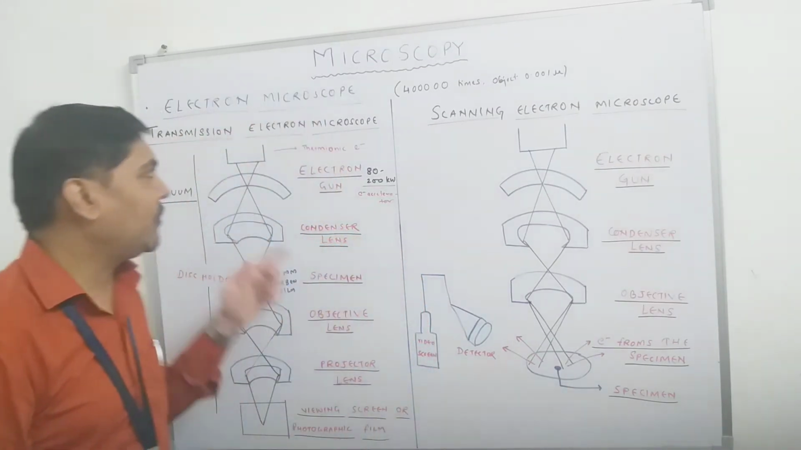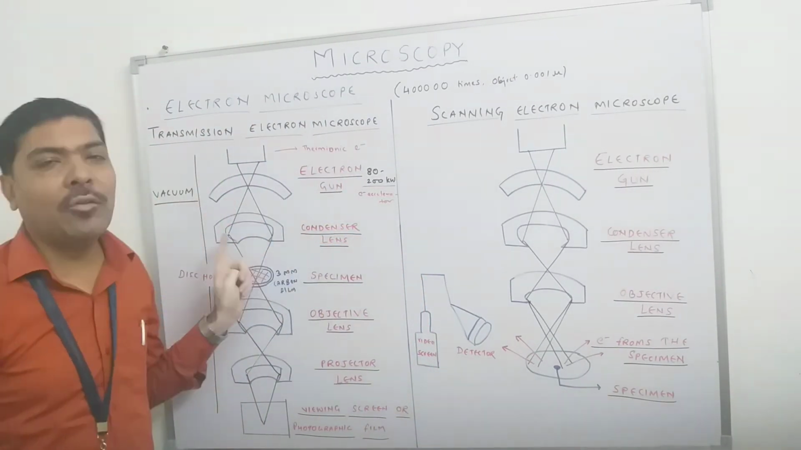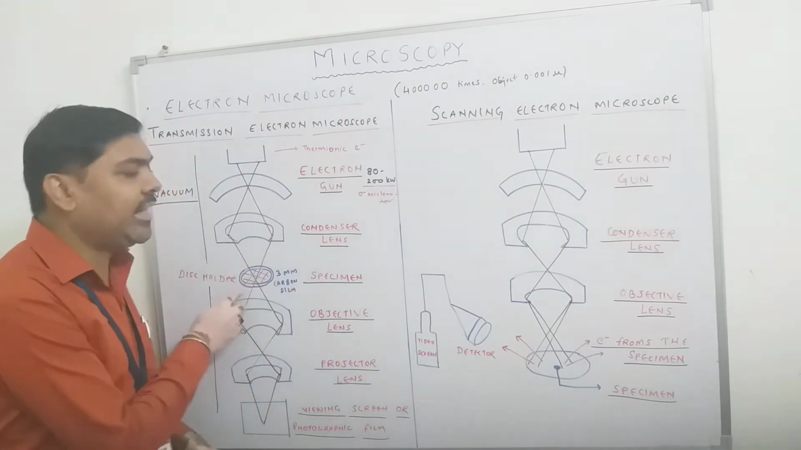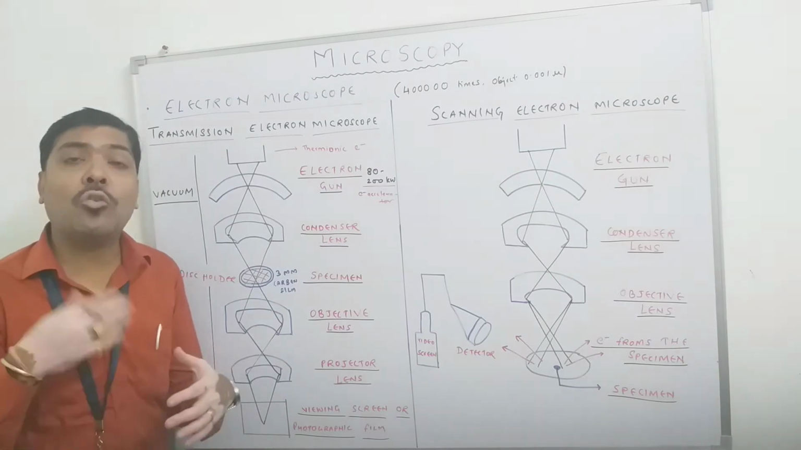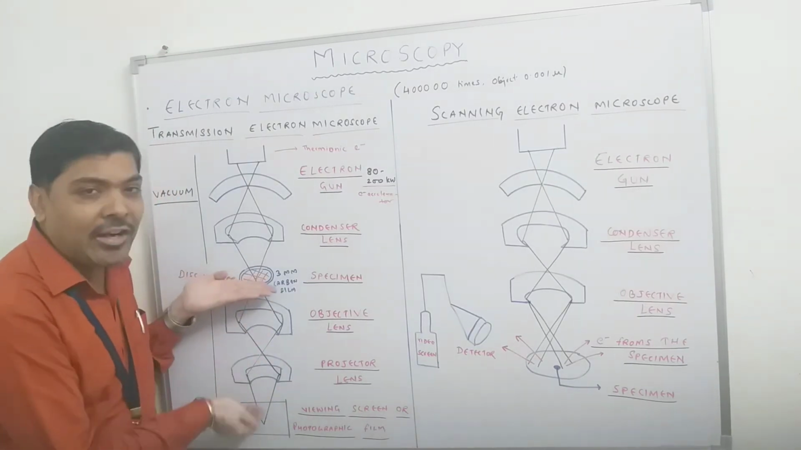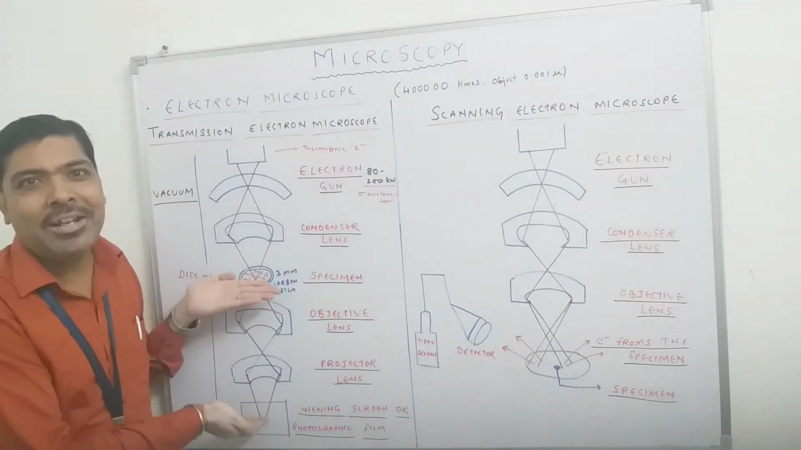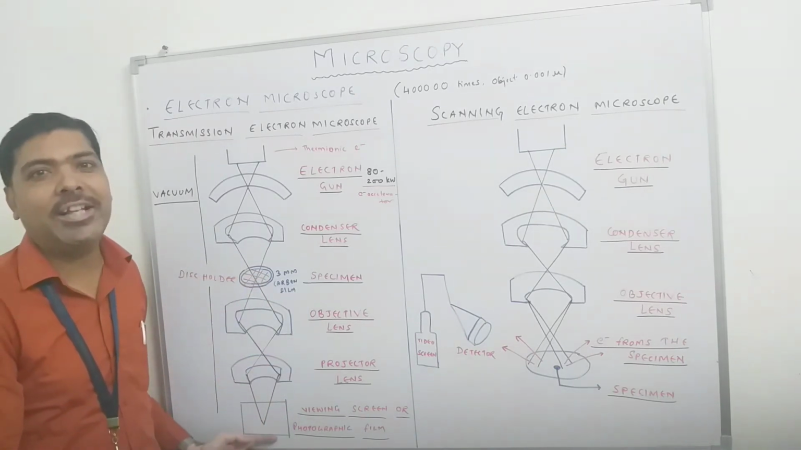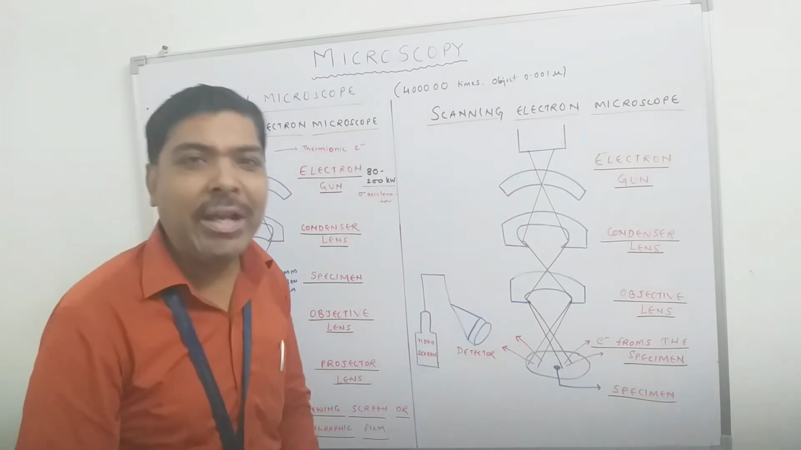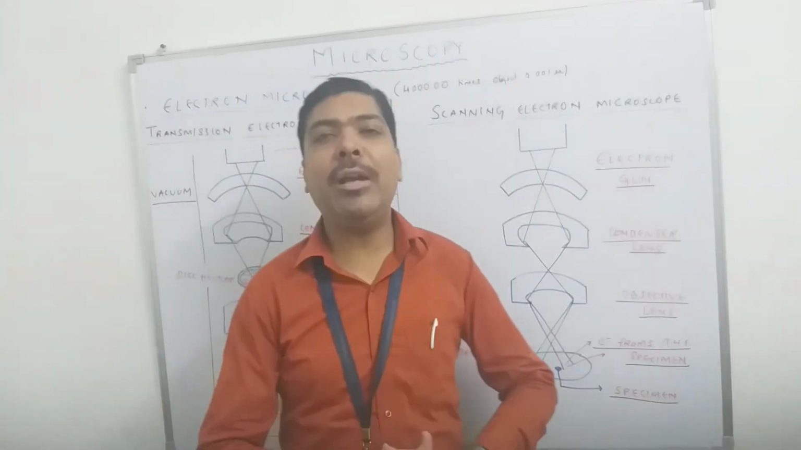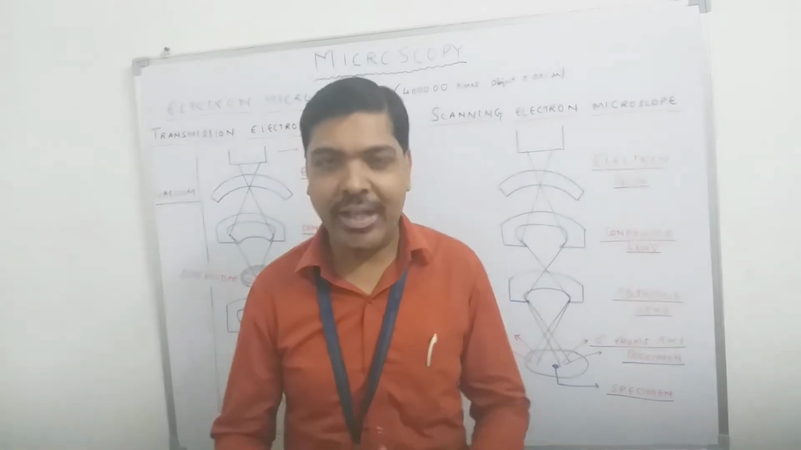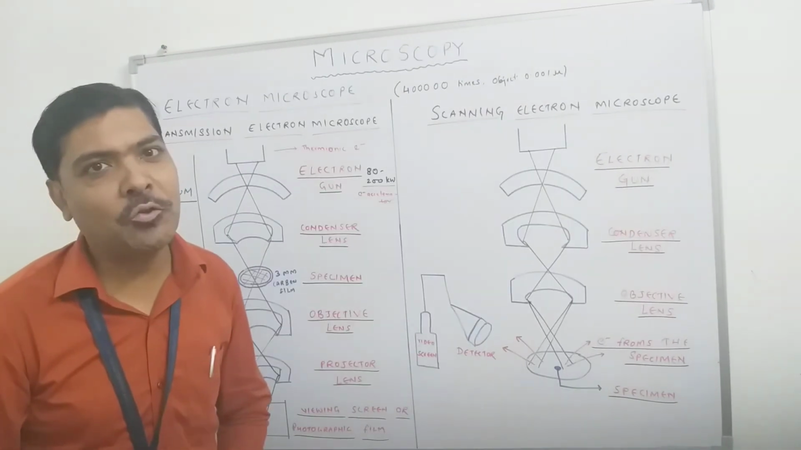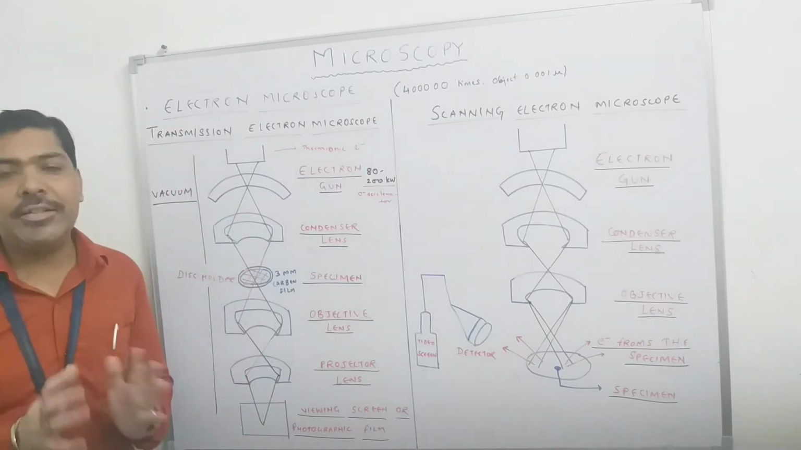So here first we generate the electrons, and with the help of the condenser lens we condense the electrons and focus them towards the specimen. Once they cross the specimen, whatever electrons cross the specimen are projected with the help of the objective lens towards the photographic or fluorescent plate that forms the image of the object. So again, we must understand the basic layout of the transmission electron microscope. First of all, it consists of the source of electrons.